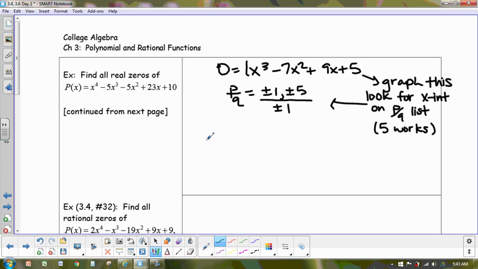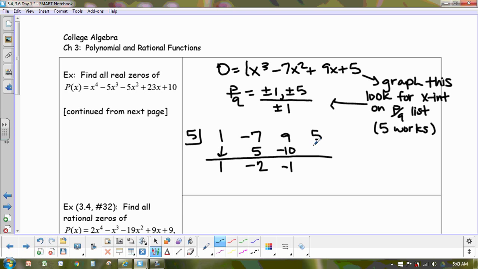And I should end up seeing that 5 is an option. So then that's what I'm going to do with synthetic division. I'm going to put 5 in the box. I'm going to make sure it's in order, which it is: 1, negative 7, 9, and 5. I would fill in any missing terms with zeros. Bring down the 1 and multiply, so 5. Add these, so negative 2. Multiply, so negative 10. Add these, so negative 1. Multiply, so negative 5. And again, I'm checking that my remainder equals 0 so that I know that it goes in evenly, so that I know that I have factors and zeros.